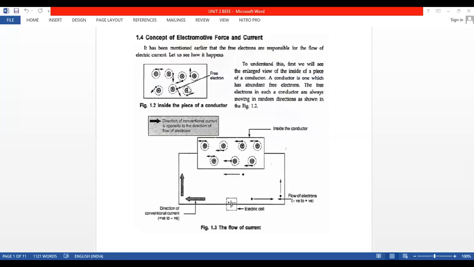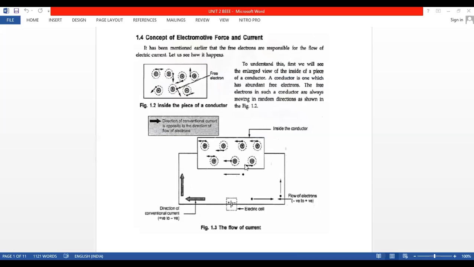So what we do, we connect a battery or a cell. When a battery is connected to this conductor, what is going to happen to the electrons inside the conductor? Electrons gain the energy and try to move from one place to another in a uniform direction. So when the electrons move in a uniform direction, what is going to happen?